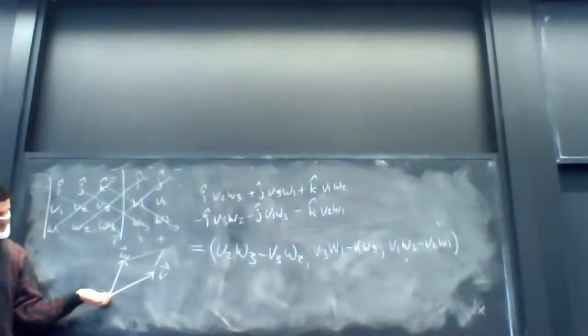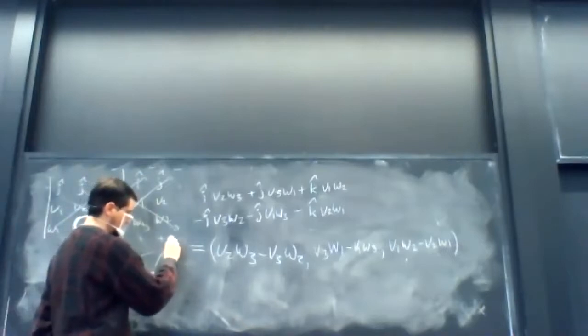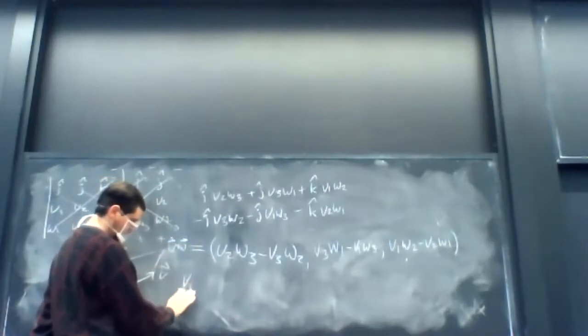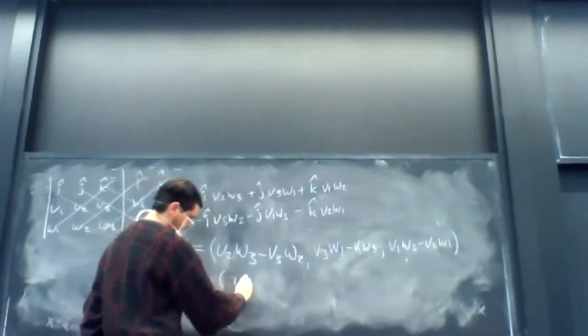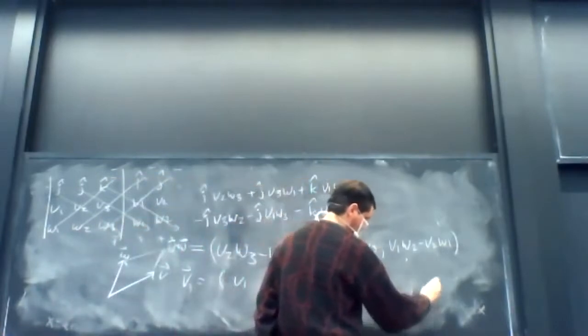When you look at this, does it look like this is perpendicular to V and W? I don't see it. Here is V cross W. Here is V: V1, V2, V3.